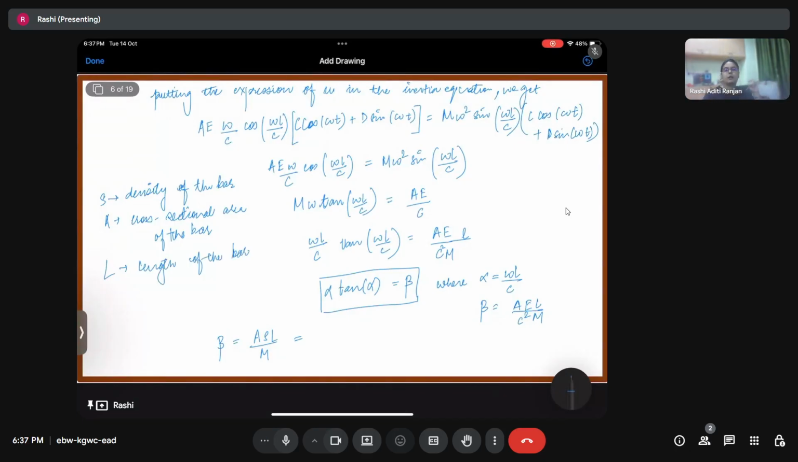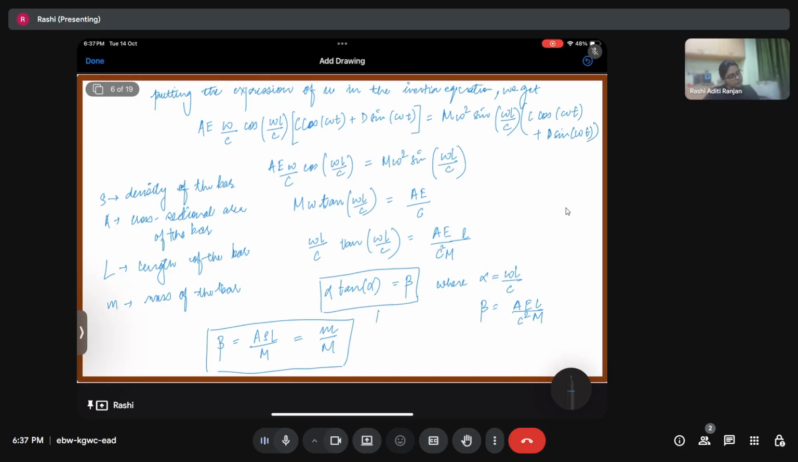L is the length of the bar. So A, your density into cross-sectional area into length, is going to give us what? It is going to give us the mass of the bar. Correct. It is going to give us the mass of the bar. So this is going to give us, where small m is the mass of the bar. Okay, I hope this is clear, right? So this is what we are going to get as an equation.